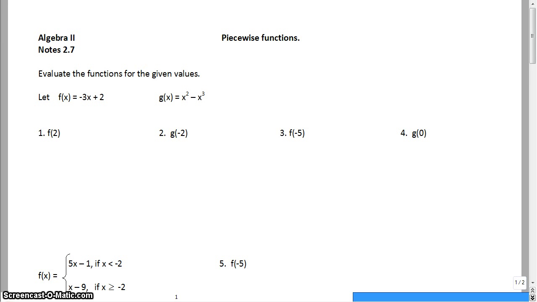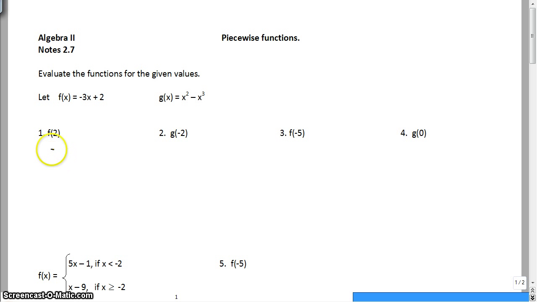Alright, boys and girls, here we go. Let's work on some piecewise functions today. But before we get to piecewise functions, I would like you to quickly review questions 1 through 4, just finding f of 2, g of negative 2, where you substitute back into the original function. Just click the video or pause and give those a try for about 30 seconds.